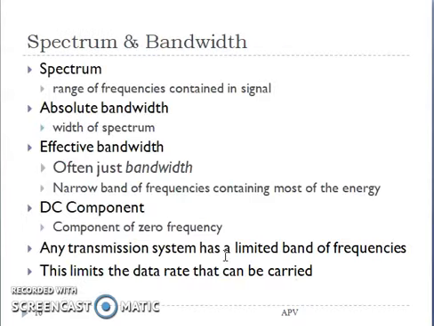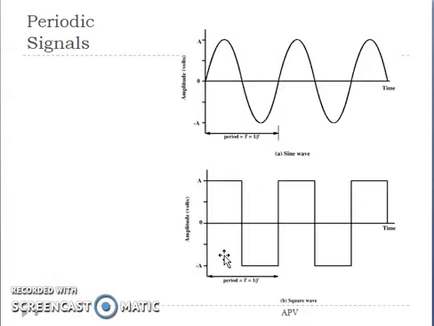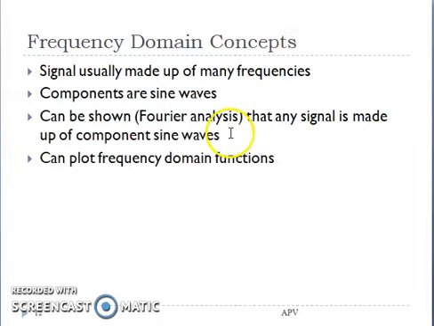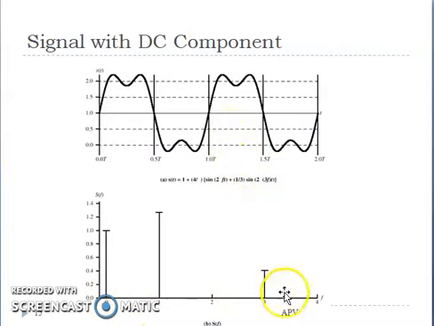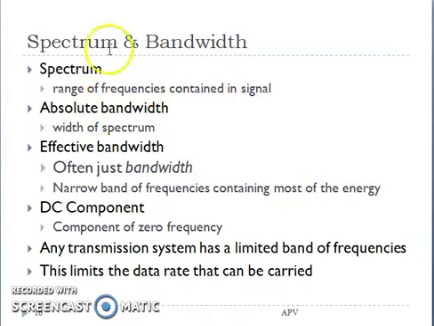So once again, this is the time domain representation of a signal: the x-axis is time, the y-axis is amplitude. Then the frequency domain representation: the x-axis is frequency, the y-axis is again amplitude. The zero frequency component is the DC component of the signal. Then the parameters of the frequency domain specification are spectrum, absolute bandwidth, and effective bandwidth. I hope you got the idea about time domain specification and frequency domain specification.